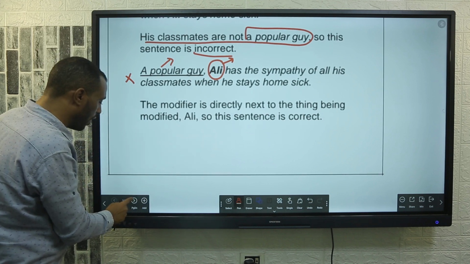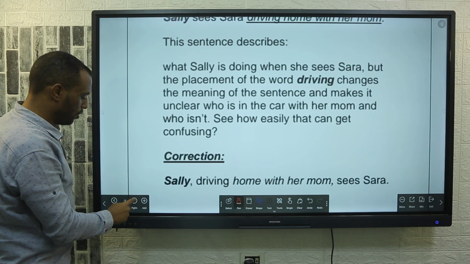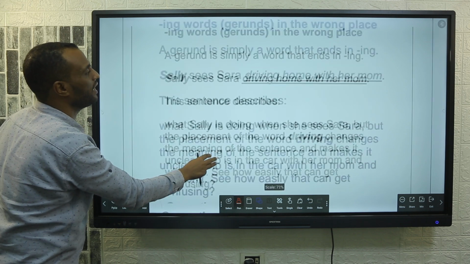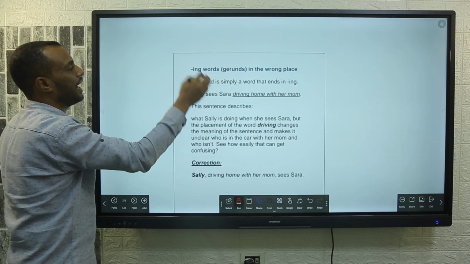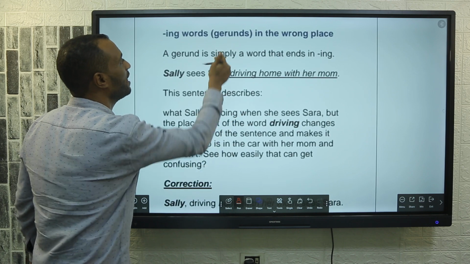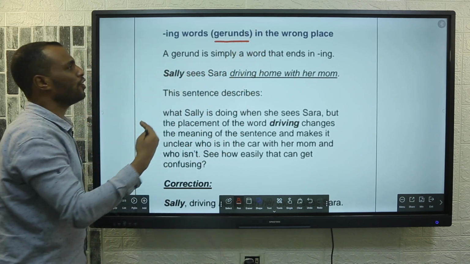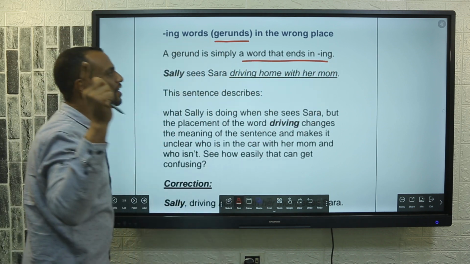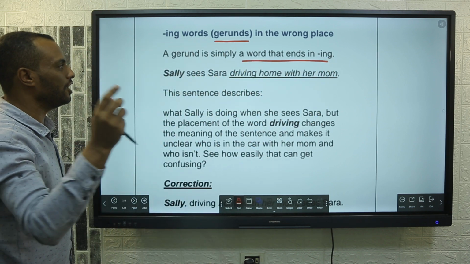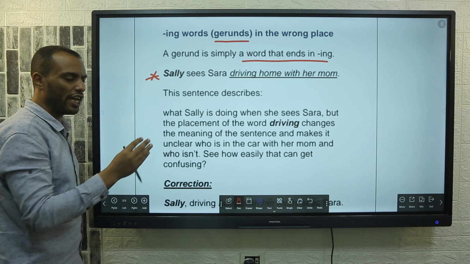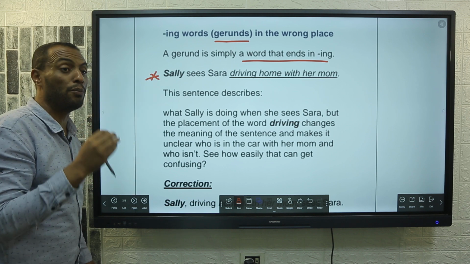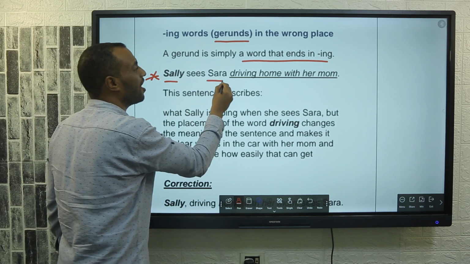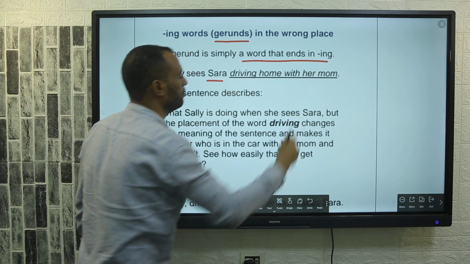Let's go now to another example. This one is about another form, related to the gerund. If you remember, I told you what a gerund means: a word that ends in ing. Let's read the example to check if our placement of the modifier is correct or not. Sally sees Sarah driving home with her mom.